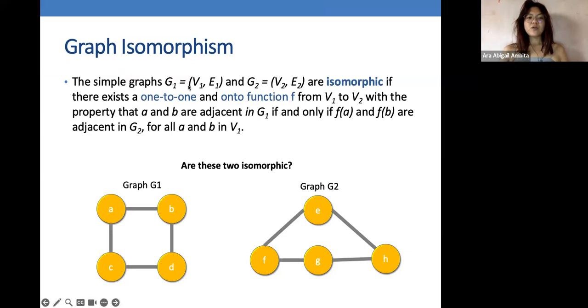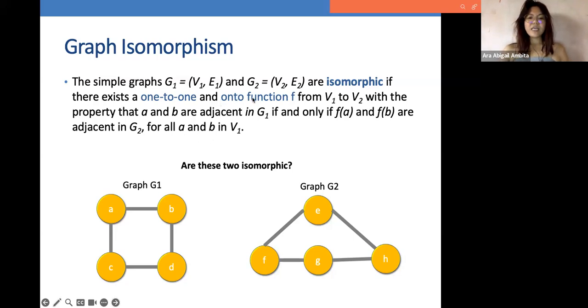So we have two simple graphs, G1 and G2, and we can say that these two are isomorphic if there exists a one-to-one and onto function f from V sub 1 to V sub 2 with the property that a and b are adjacent in G1 if and only if f of a and f of b are adjacent in G2 for all the vertices a and b in V1.